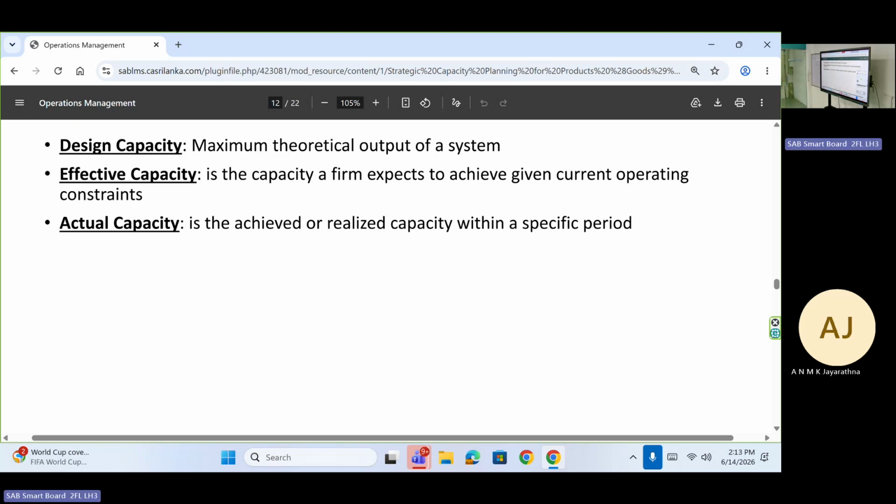Here today, in this slide, we are discussing different types of capacity. Not capacity measures, different types of capacities. For example, let me explain, because next we are going to calculate the efficiency rate and utilization rate.